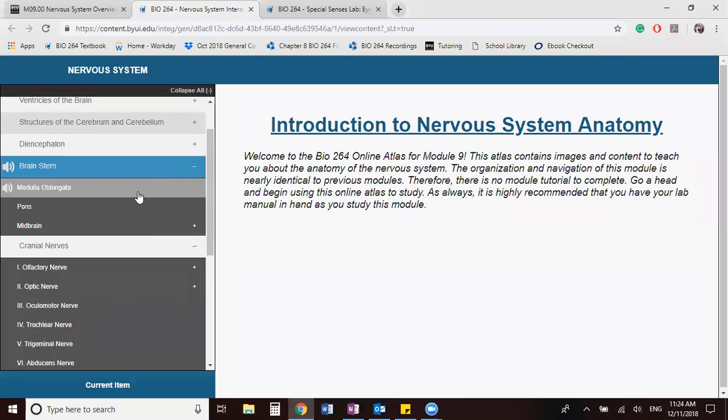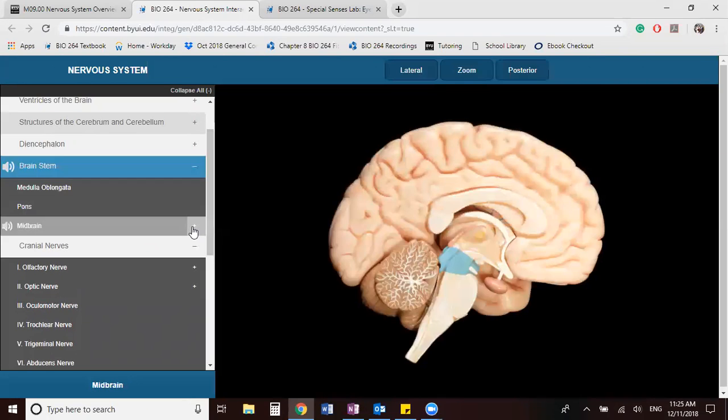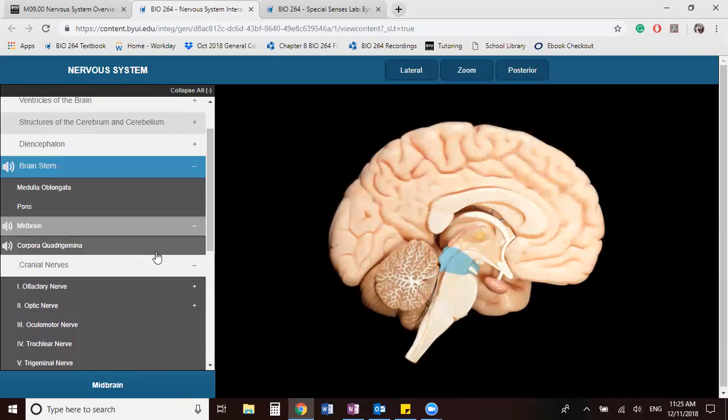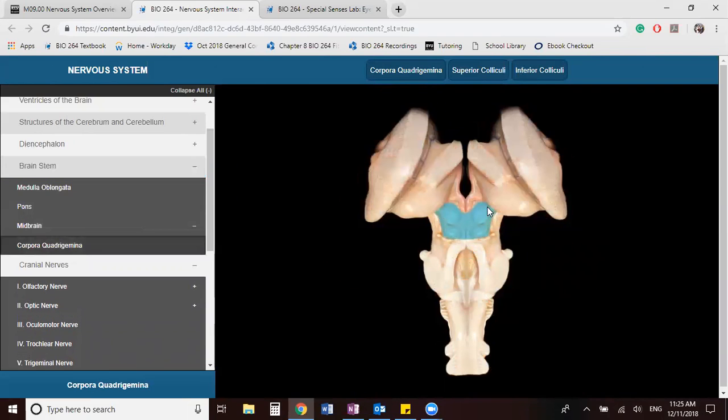The next thing is on the midbrain, which is in the brainstem category. We have the corpora quadrigemina, which are these four colliculi combined. If you look at the top, you have to specify whether it's superior or inferior. I saw people miss a couple of questions on that, so just make sure to look at all the drop-down menus and the tabs as you're going through this.